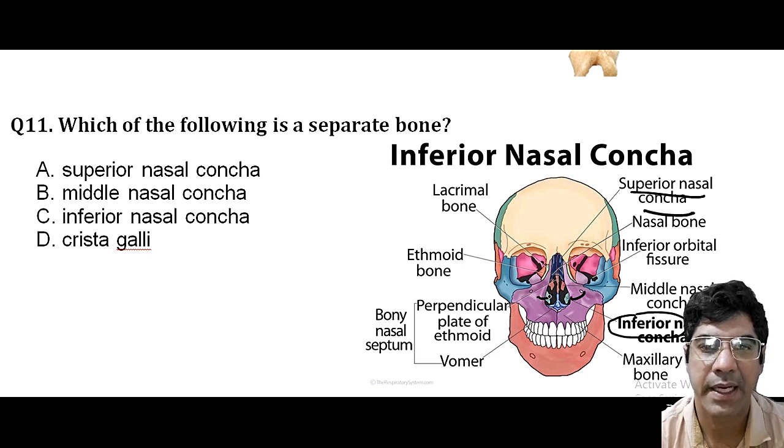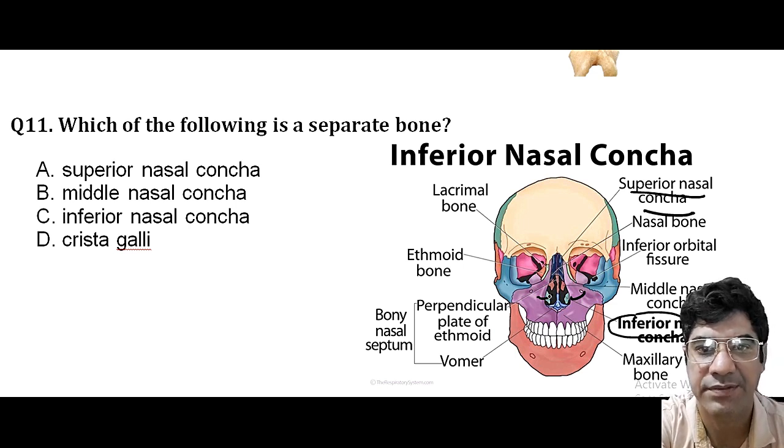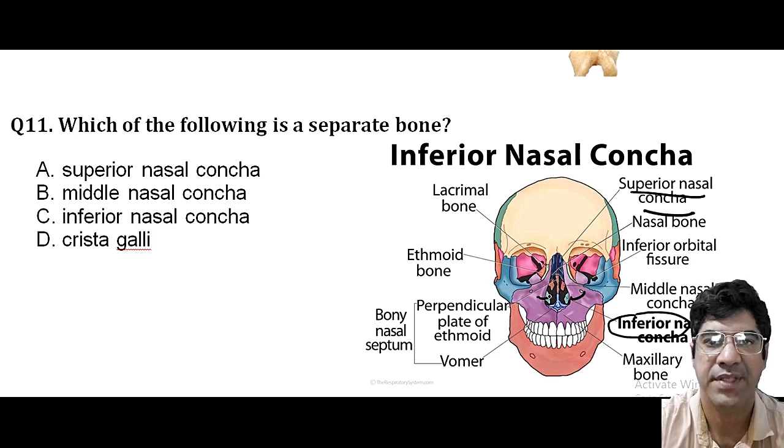The crista galli is not a separate bone, it is a bony projection that extends upward from the ethmoid bone within the skull. So mark your answer accordingly.